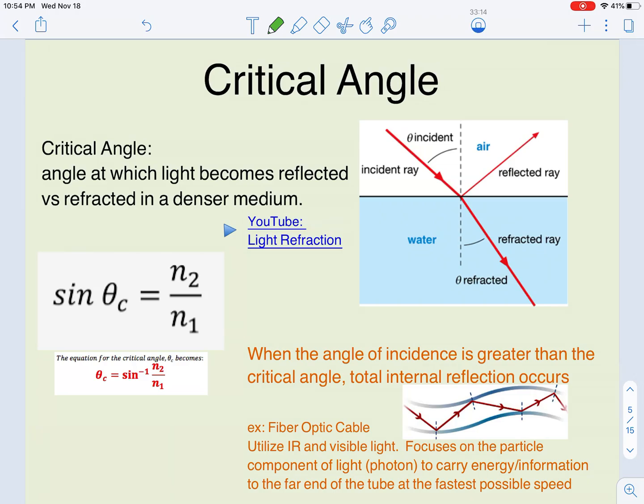Okay, so the light is going to be refracted. It is going to bend. As I change my angle of incidence, that is going to change the refracted angle.